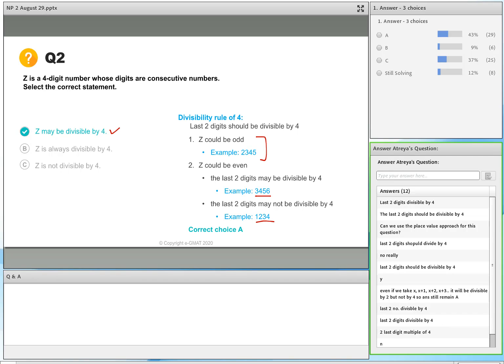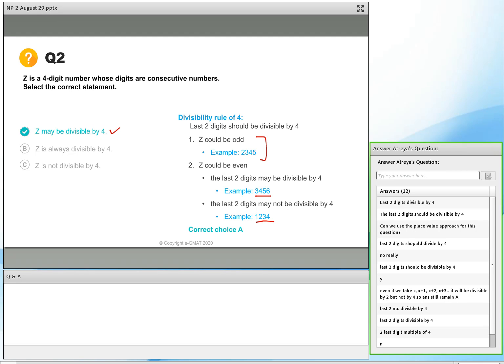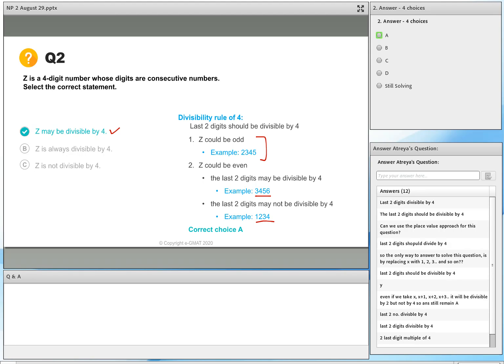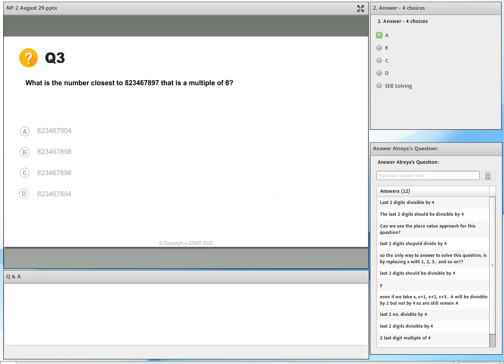Just give me a moment over here. Let me bring in the poll for 4 answer choices. Okay, I have the poll over here. I'll reopen the poll. Can you please mark us still solving over here? Perfect. Let me go to question number 3 then. All right, all the best for this one, guys.